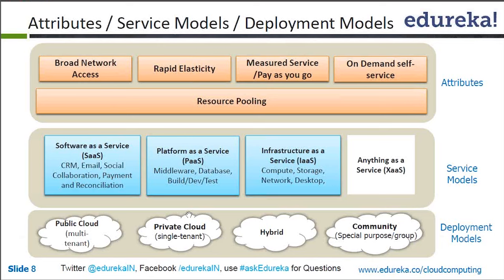VMware gives private cloud, and in open source we have something called OpenStack. There are multiple others, like Eucalyptus. There are a lot more available. All of these give the private cloud, so only that particular organization will be using it.